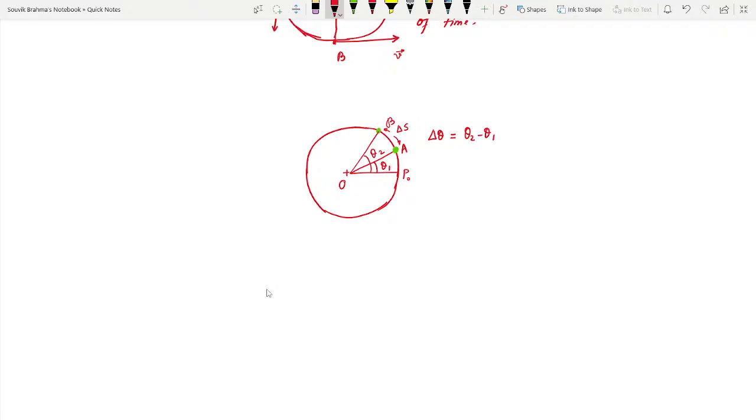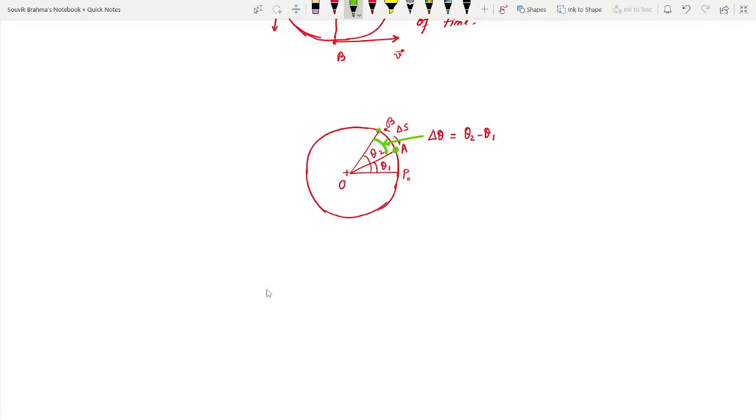Theta 2 minus theta 1. So that means this delta S is actually the displacement along this circular path A to B, where this delta theta means this angle. If I denote, it is this angle actually. This is actually your delta theta, only this portion.